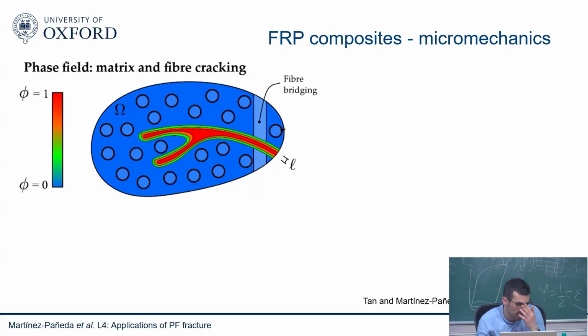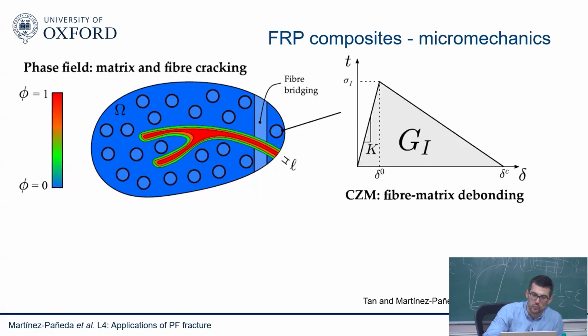So the idea here is that we're going to resolve the fibers. You have a matrix, then you have some fibers, and then three fracture phenomena can happen. You can rupture the fiber, you can rupture the matrix, or you can debond the fiber from the matrix. In the first paper, we decided to use cohesive zone models to debond the fiber from the matrix. Everywhere we had a fiber-matrix interface, we put a cohesive zone model based on a linear traction-separation law given by traction and energy.